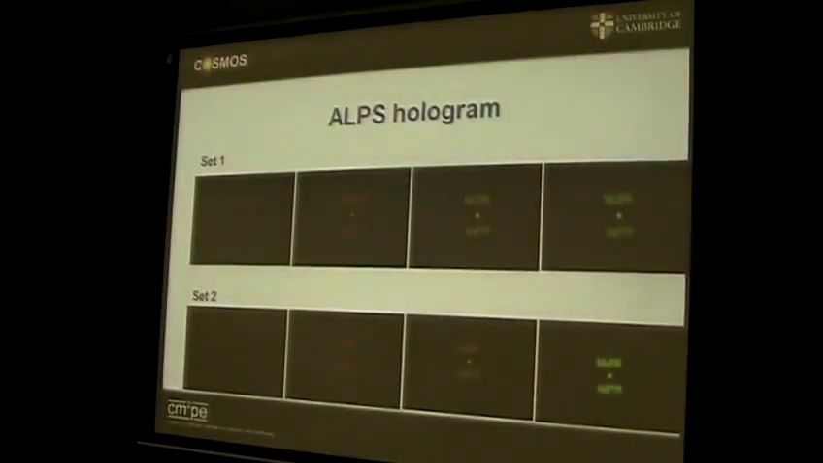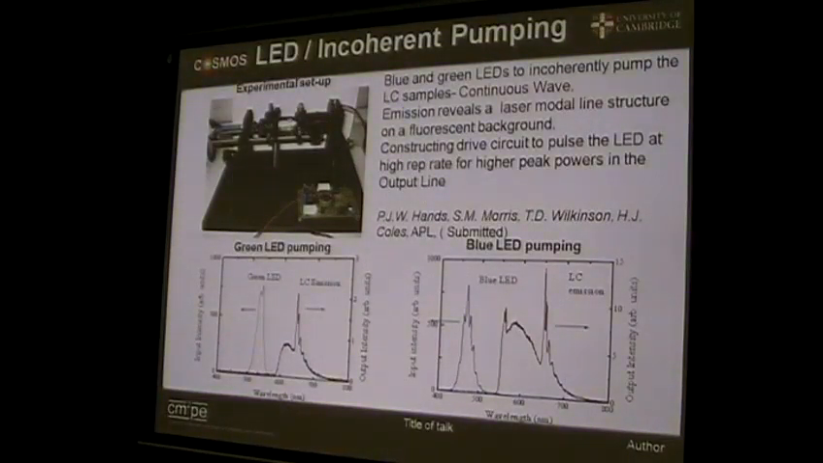Okay, let me go through it. That was the device and what it looked like. Those were the holograms and what they look like. What are we doing now? These are all optically pumped with miniature lasers, working with the miniature OPO system.